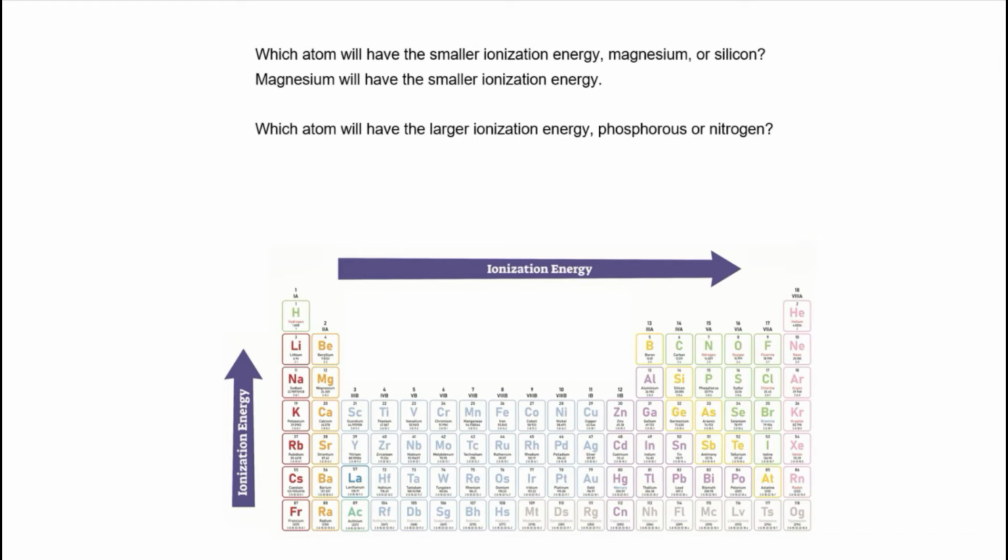That means it is easier to remove an electron from magnesium than silicon. Now let's find an atom that has the larger ionization energy. Specifically, let's compare phosphorus and nitrogen. Here's phosphorus, here's nitrogen. Again, our trend is for ionization energy to increase as we move up the periodic table. So nitrogen is going to have the larger ionization energy. That means it is more difficult to remove an electron from nitrogen than it is from phosphorus.